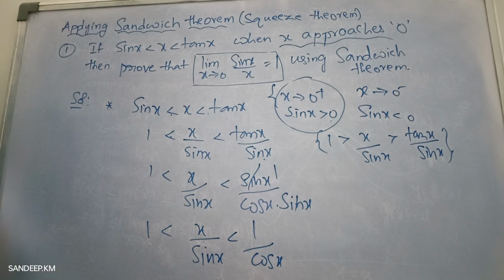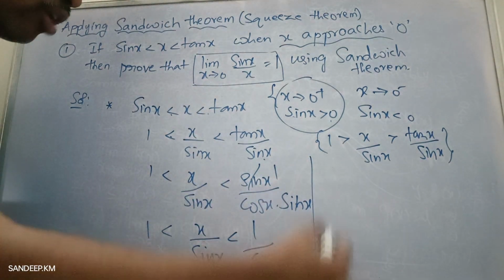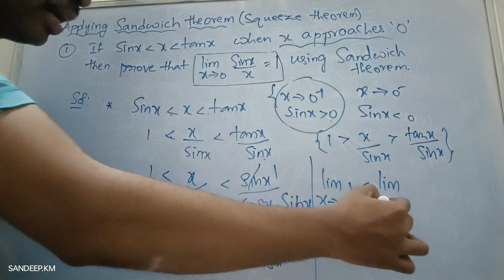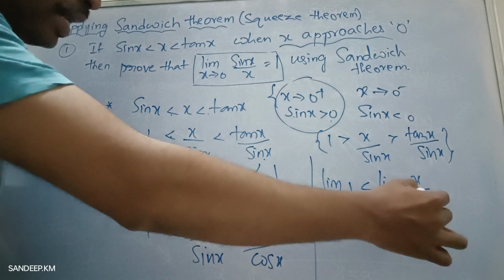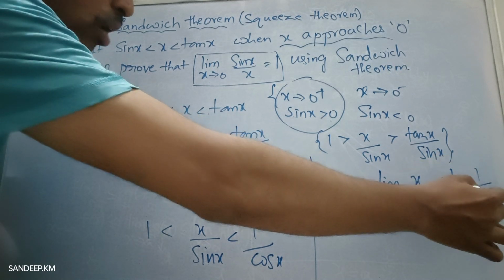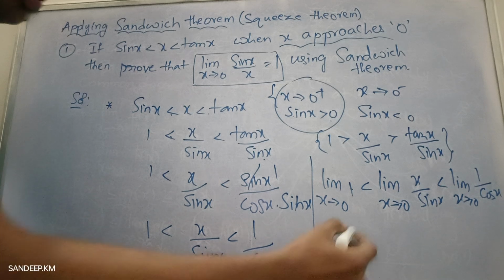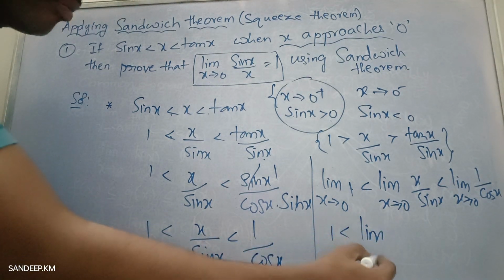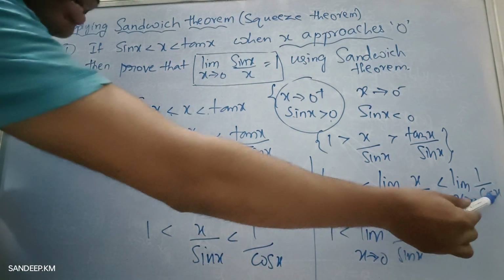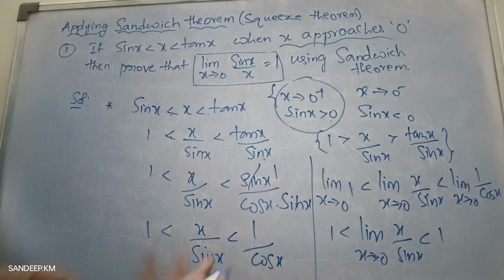So now what are we going to do? We are going to apply limits. Limit x approaches 0 in all three cases. Then what do we get? Limit x approaches 0 of 1 is less than limit x approaches 0 of x by sin x, less than limit x approaches 0 of 1 by cos x. So when x approaches 0, the value of 1 is 1 only, less than limit x approaches 0 of x by sin x, less than, if you substitute x as 0, cos 0 will be 1. 1 divided by 1 is 1. So this value is also 1.